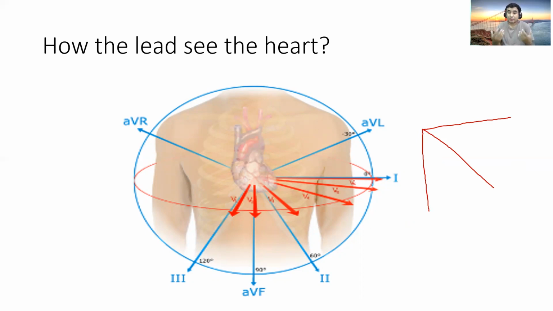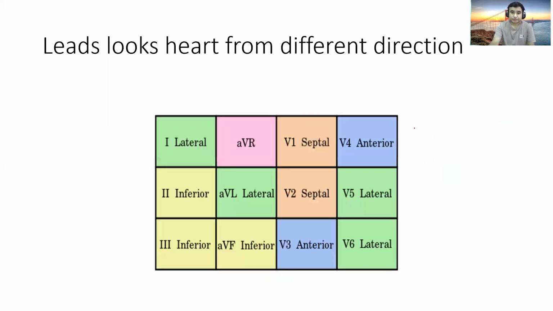And from where does the chest electrode look at the heart? The chest electrodes look at the heart from anterior to posterior directions. So your heart is looked at from left to right by 1, 2, 3, AVL, AVR, AVF, and V1, V2, V3, V4 are more sensitive to the anterior posterior directions. That's why we have to know.